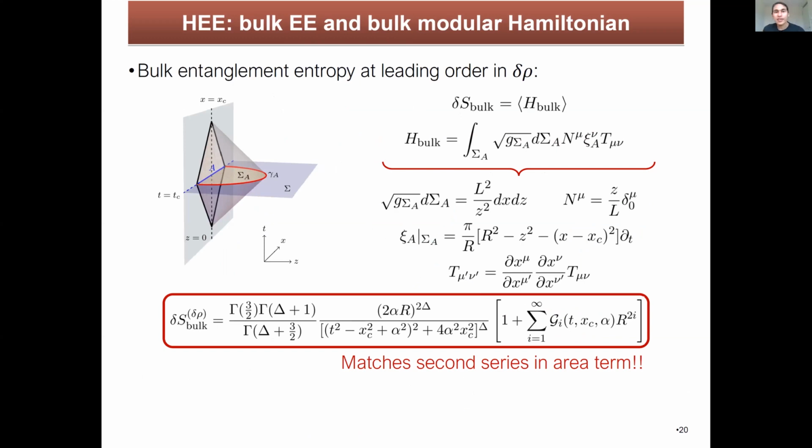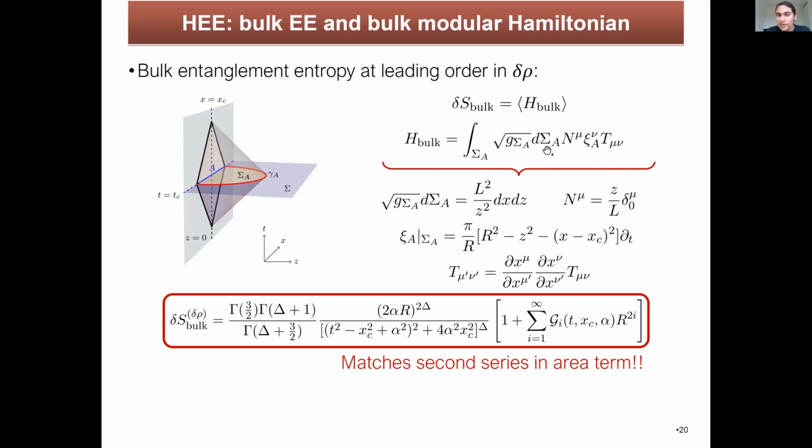Okay, next, I want to consider the bulk entanglement entropy corrections. For that, I split the calculation in two parts. First, I consider corrections that are linear in the density matrix. And second, I consider higher order corrections. At linear order, I can use the first law in the bulk. In the bulk, I know the bulk modular Hamiltonian associated to this codimension 1 surface. And this Killing vector here, instead of being the Killing vector in the CFT, is the Killing vector in the bulk that generates this surface.